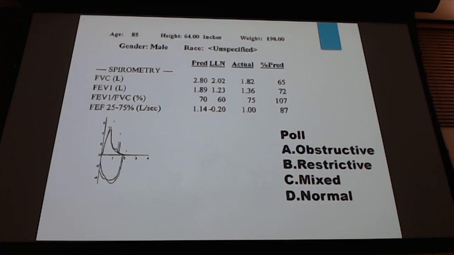All right, so now we have an 85-year-old male. We already know that it's not going to be A or C. So let's go down and see if it's restrictive. So which number do we look at? FVC. We come over here. Here's lower limit of normal. And it's lower. So we have restrictive. Good.